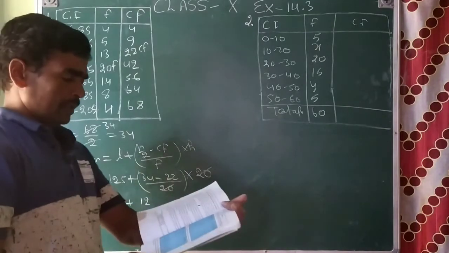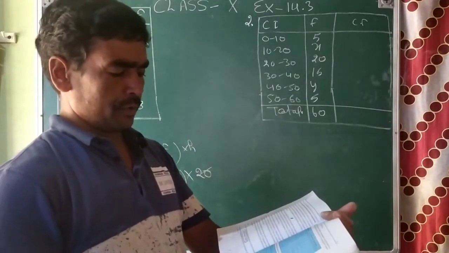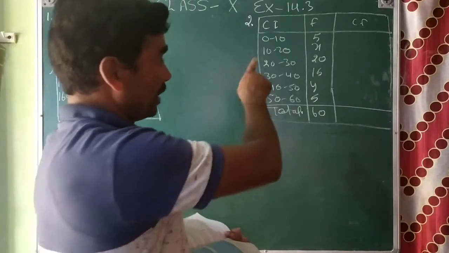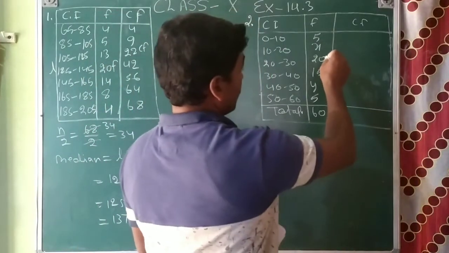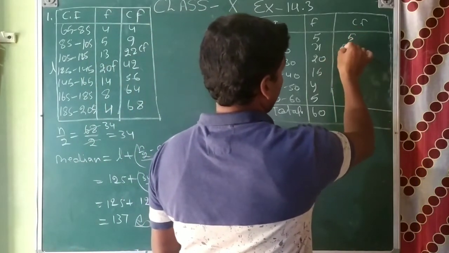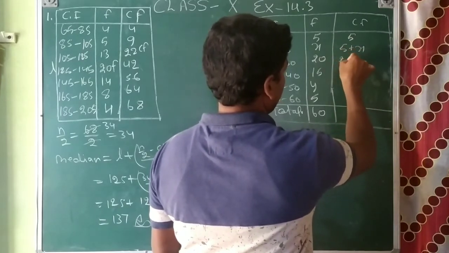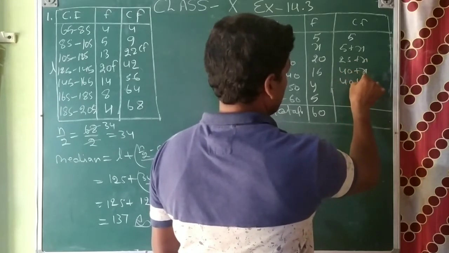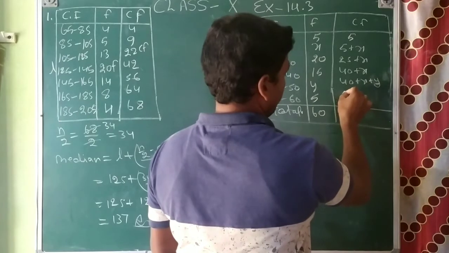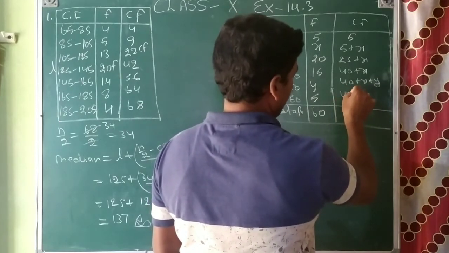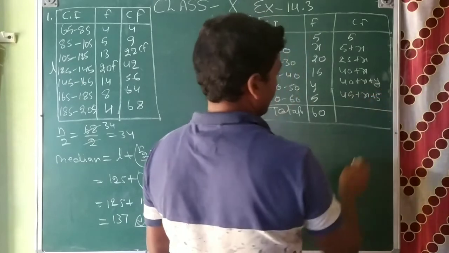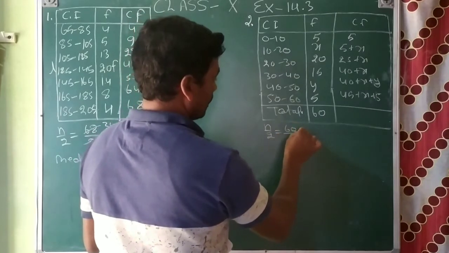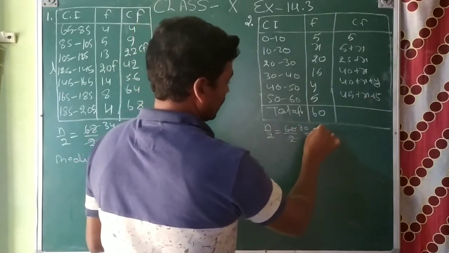Now the second question: if the median of the distribution given below is 28.5, find the value of x and y. The table is given. First of all we will find the CF: that is 5, this is 5 plus x, this is 25 plus x, that is 40 plus x, that is 40 plus x plus y, that is 45 plus x plus 5. Now here also we will do n upon 2. n upon 2 is equal to 60 upon 2, that is 30.